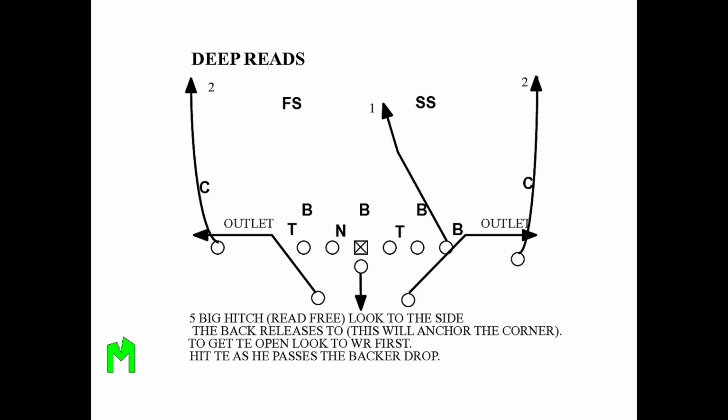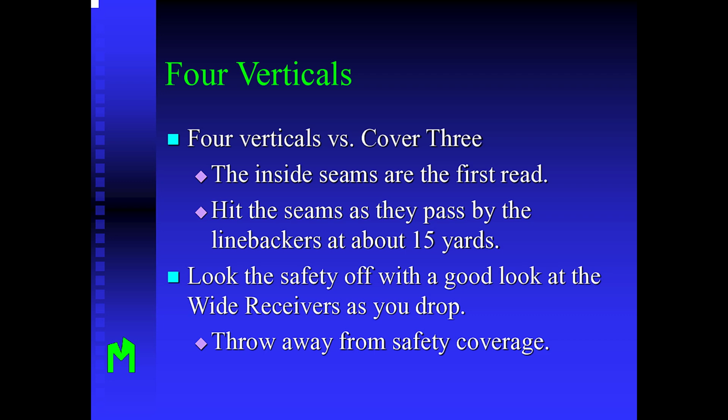and movement. The 4 verticals concept is designed to attack cover 3 defenses. The inside seams are the first read, with the quarterback aiming to hit them as they pass the linebackers around 15 yards downfield. The quarterback also looks to manipulate the deep safety by giving a good look at the wide receivers during the drop. The key is to throw away from the safety's coverage, forcing the defense to defend multiple vertical threats and creating openings downfield.